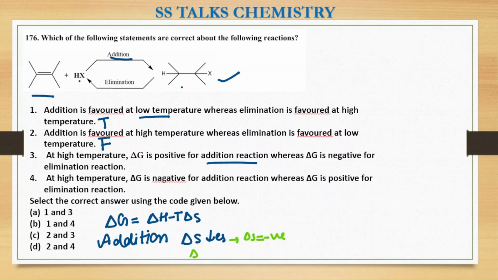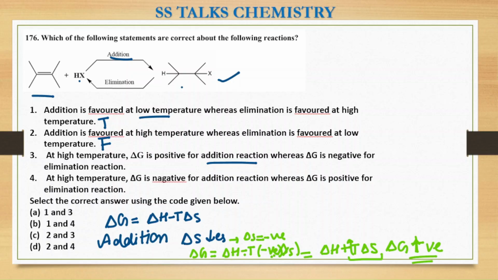So delta S is going to be negative. Delta G in that case will be equal to delta H minus T, and delta S we have assumed to be negative. Negative negative becomes positive, so this is equal to delta H plus T delta S. Now since they are saying at high temperature, when we increase the temperature, this plus factor is going to increase. That gives the delta G value as positive in this case. So this much of the statement is true.